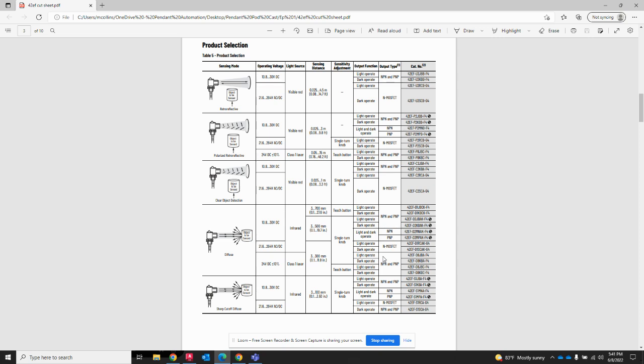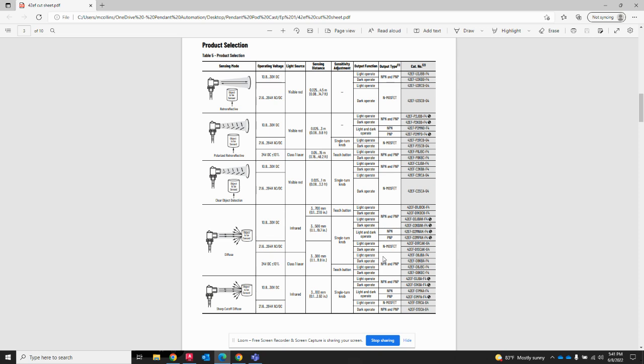Yeah. So I pulled up a document that shows a little bit of the different sensing styles for some of these photo eyes. The first one was just what we talked about, which is the standard, emitter and receiver built into the same body. Right, and retroreflective. Yeah, retroreflective.